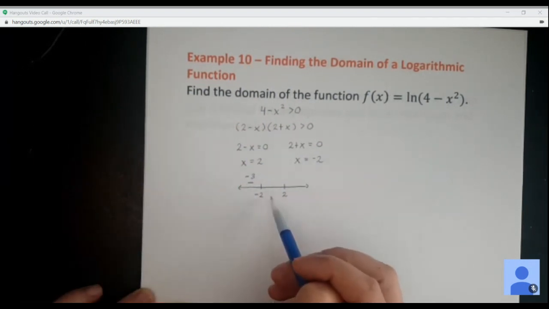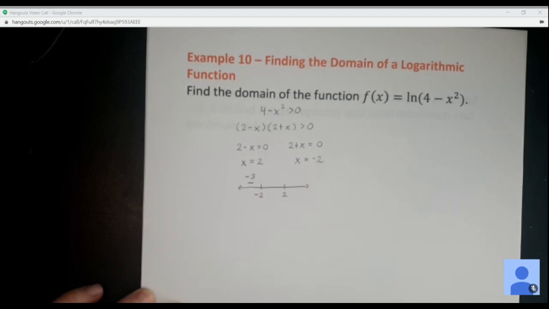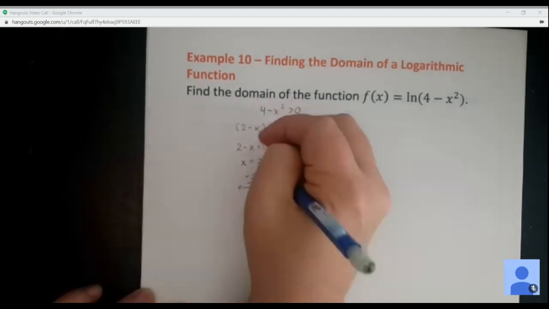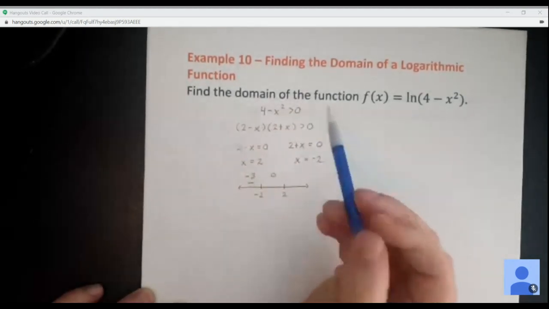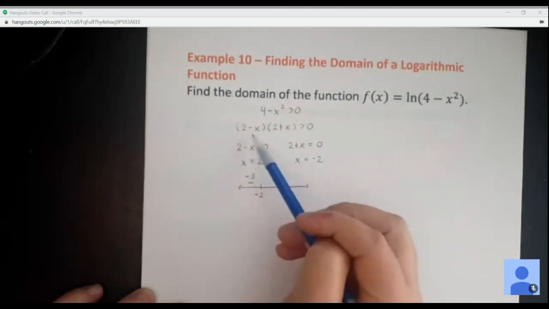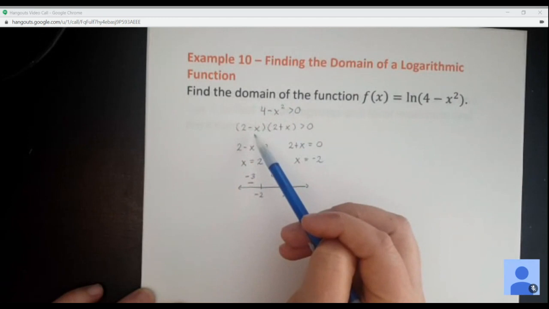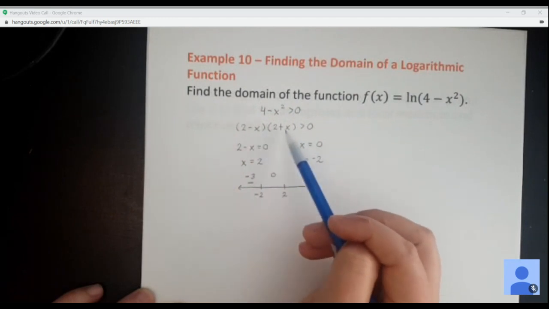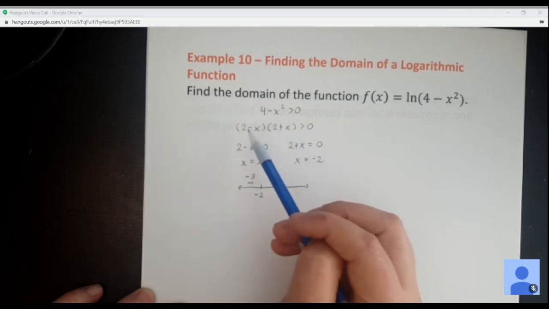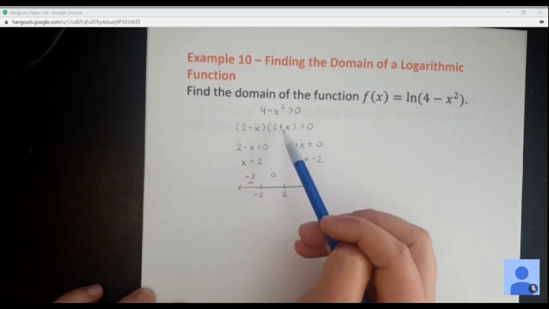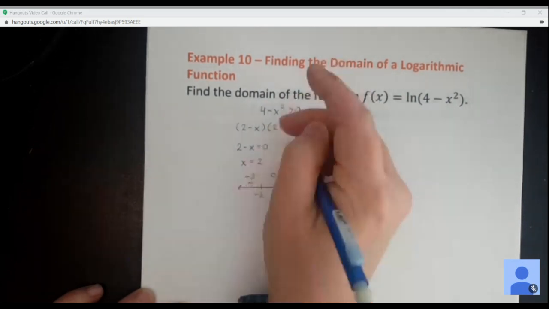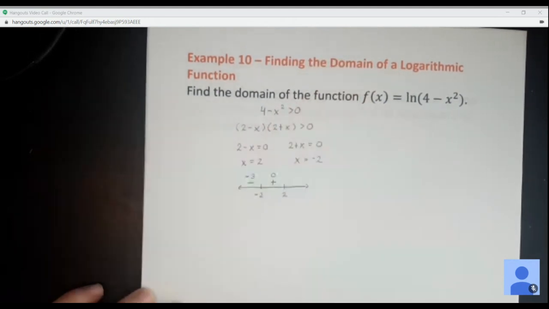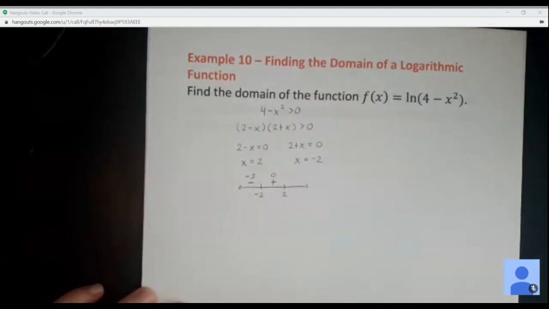What's a value between negative 2 and 2? 0 works. If I plug in 0 here, 2 minus 0, positive or negative? Positive. 2 plus 0 is going to be positive. Positive times positive is positive. Good. So everything in this interval here should be positive.